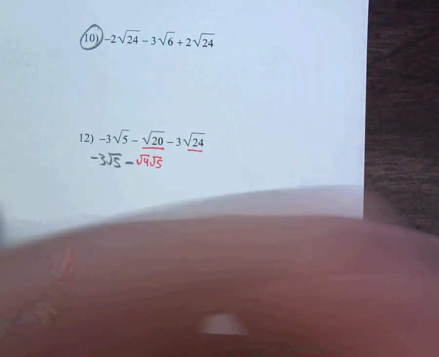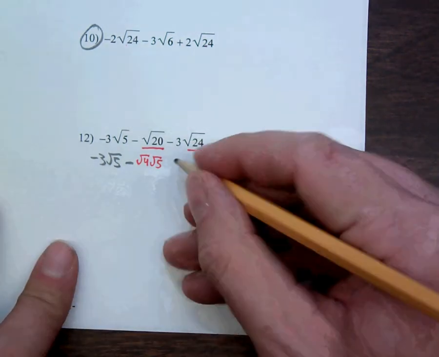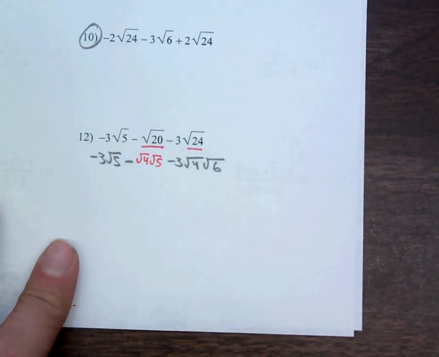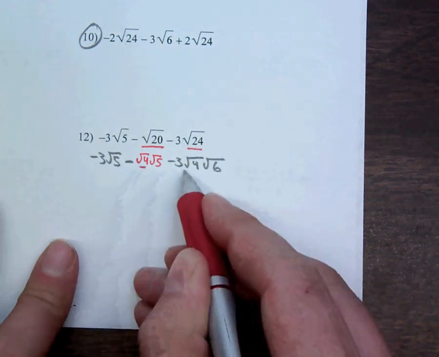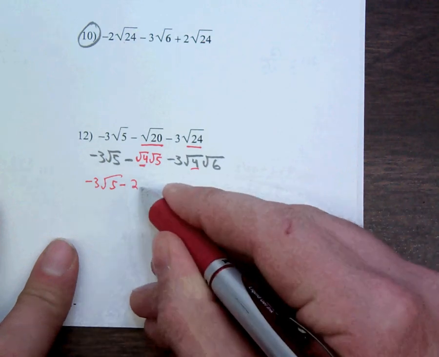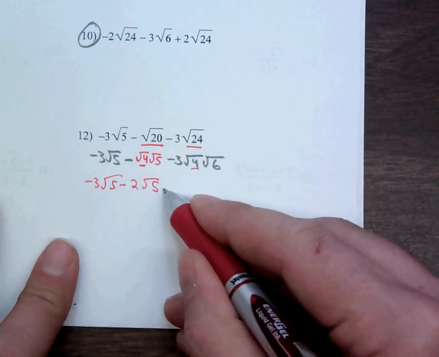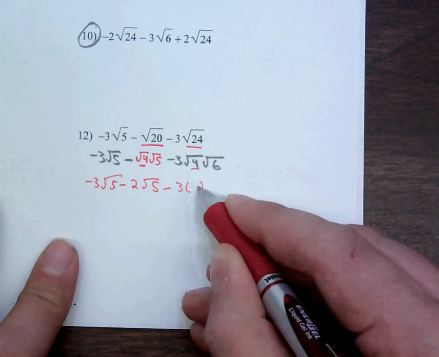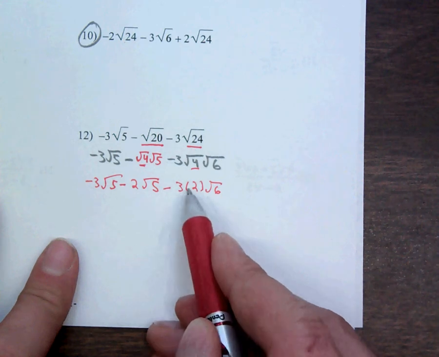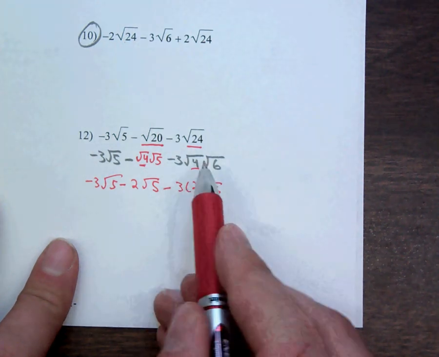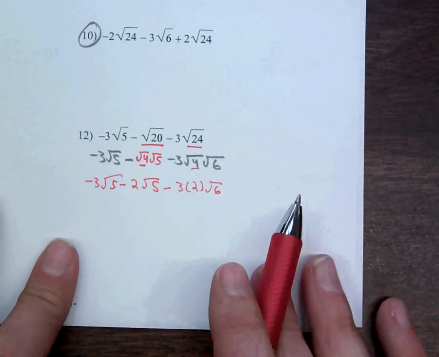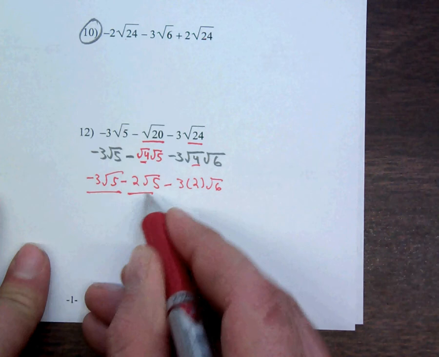And over here we get minus 3. 4 also goes into 24, so minus 3 times the square root of 4 times the square root of 6. And we can do these square roots of 4. It's negative 3 square root of 5 minus the square root of 4 is 2. 2 square root of 5 minus 3 times 2 times the square root of 6. If you just write the 2 and don't put parentheses here or put a times sign, it looks like 32, and that's not right. Negative 3 was multiplying times the square root of 4, so now negative 3 is multiplying times 2. Now we have some like terms we can combine.